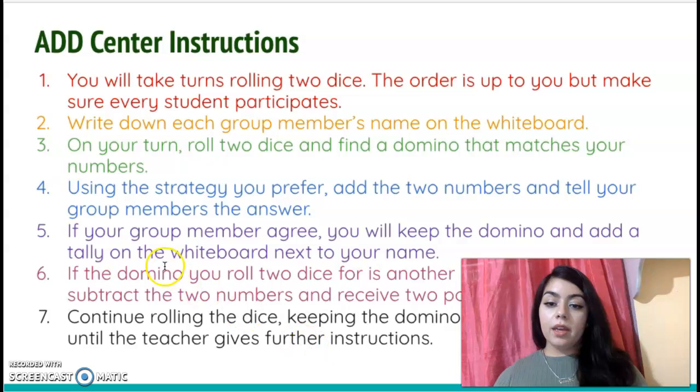If the domino you rolled with two dice is for another member's, you can subtract the two numbers and receive two points if you are correct. As I explained before with the 5 and the 6, you can subtract 6 minus 5 and get 2 points instead of 1. Continue rolling the dice, keeping the dominoes and tracking points until the teacher gives further instructions.